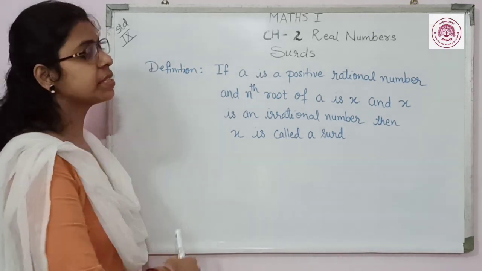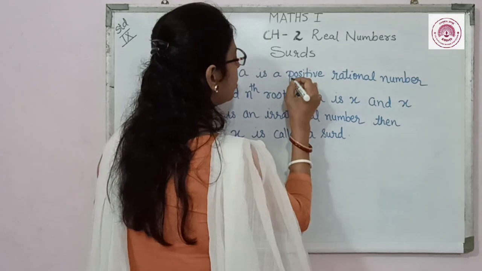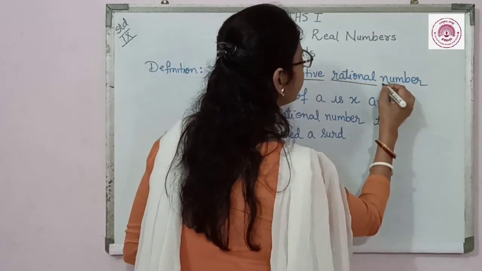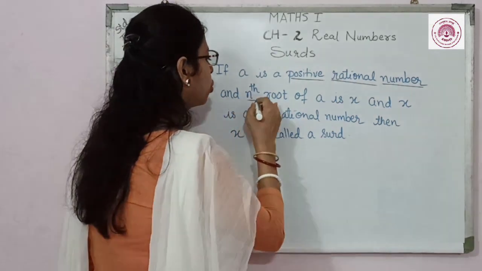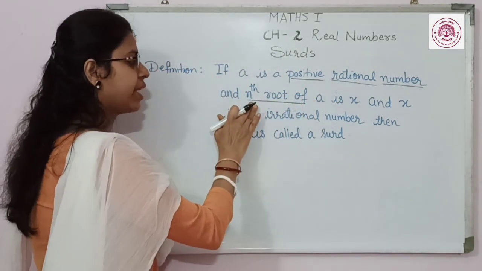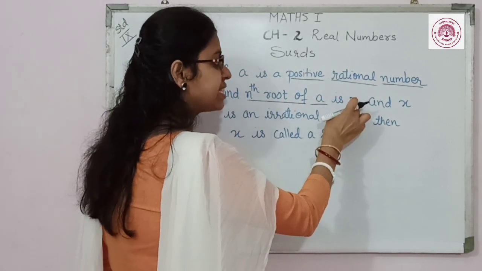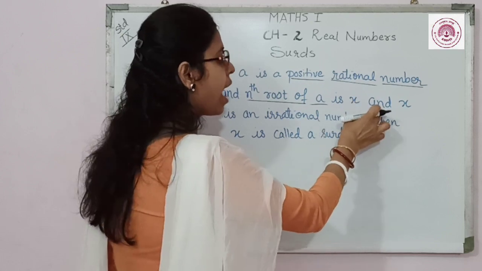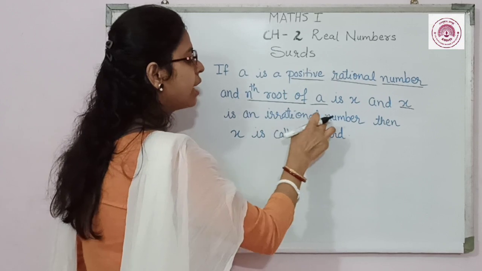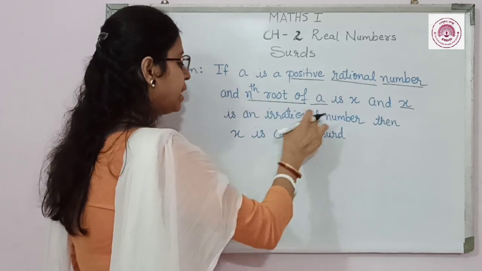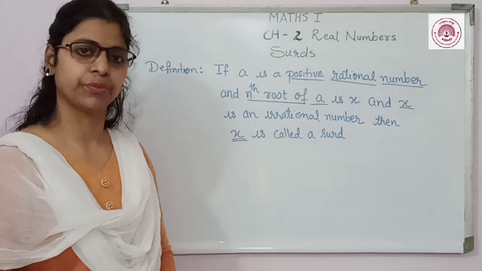See, if a is a positive rational number, very important, a should be a positive rational number, okay? Then the nth root of a, and if the nth root of a is x, that means its answer is x. And most important, how should this x be? X should be an irrational number. Then that x is said to be a surd.